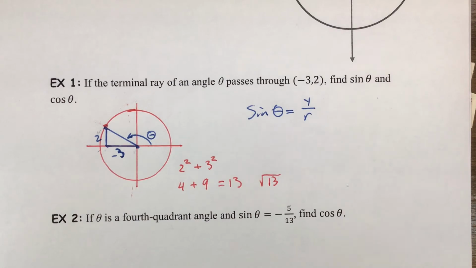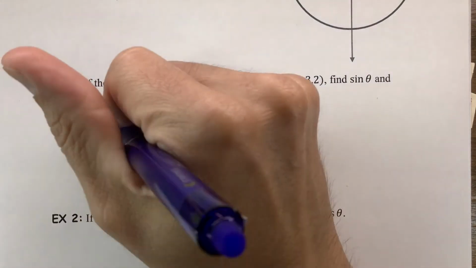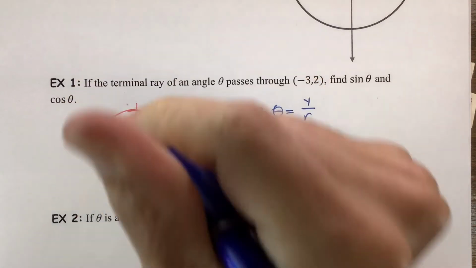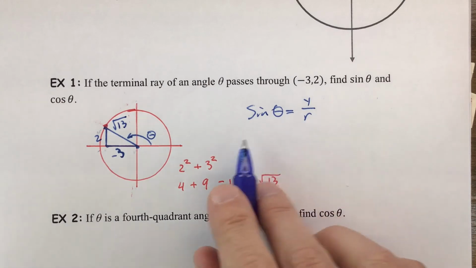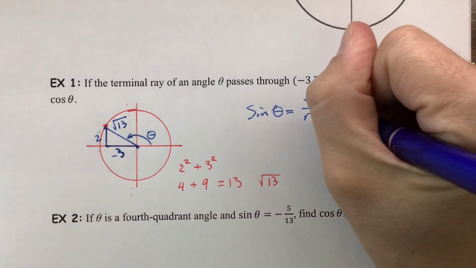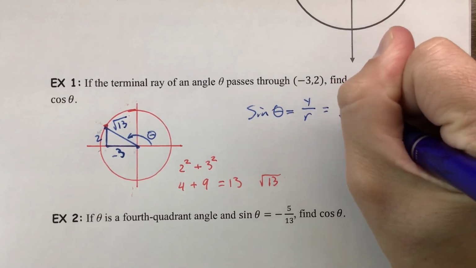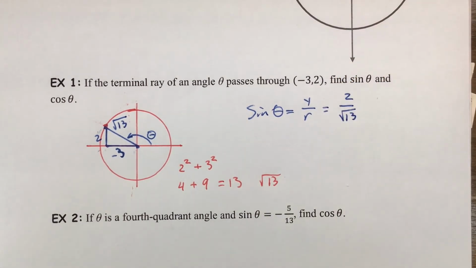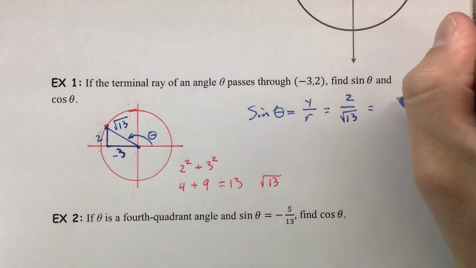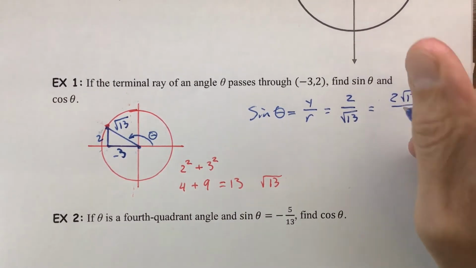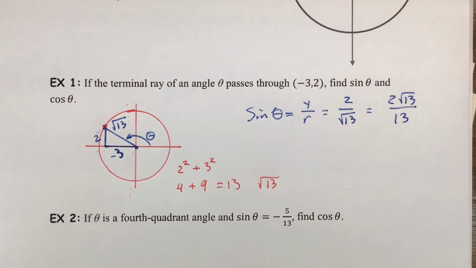We'll add that to the picture. This is square root 13, and we're going to leave it as square root 13 and not worry about decimals, since that would just make it messier. So the sine of theta is the y value divided by the radius, which is 2 over the square root of 13. Of course, we don't like having radicals in the denominator, so we fix that by multiplying the top and bottom by the square root of 13, which gives us 2 square root 13 over 13.